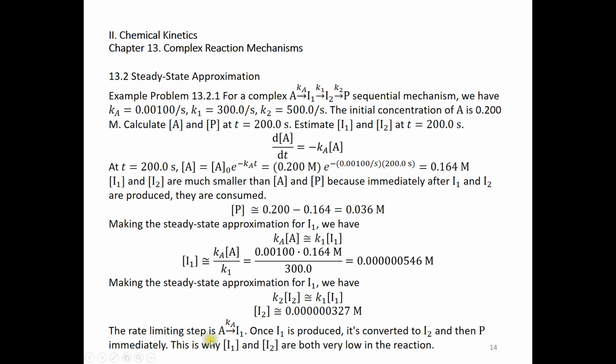The rate limiting step, again, is A to I1, only because Ka is much smaller than K1 and Ka is much smaller than K2. Alright, so it takes a long time for A to be converted to I1, but once I1 is produced, it's converted to I2 immediately. Once I2 is produced, it's converted to P immediately. And this is why both I1 and I2 are really low in the reaction.